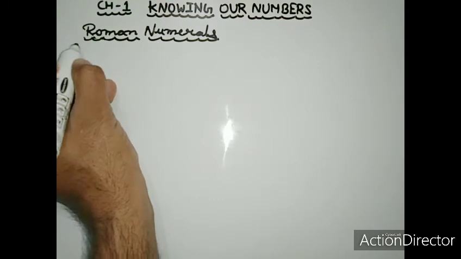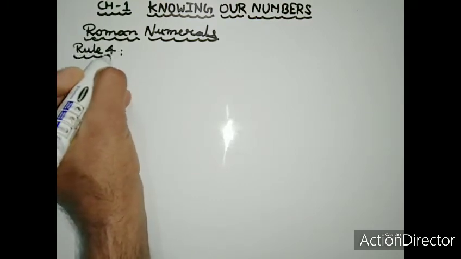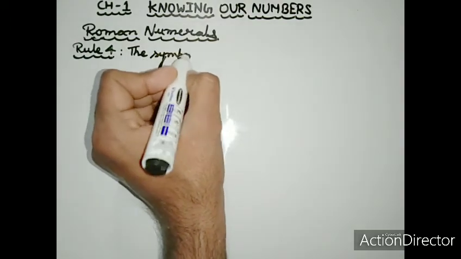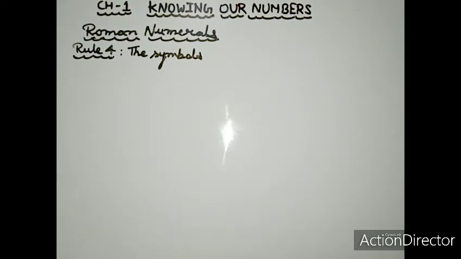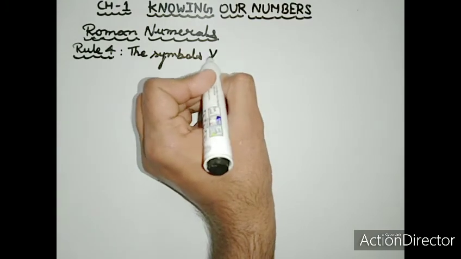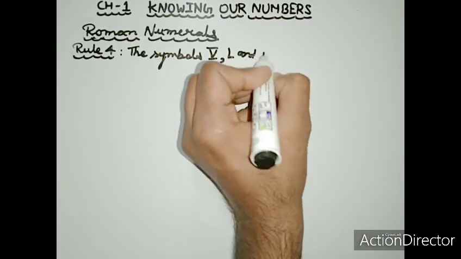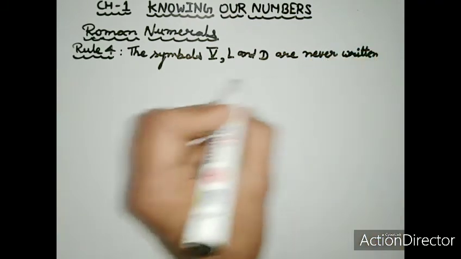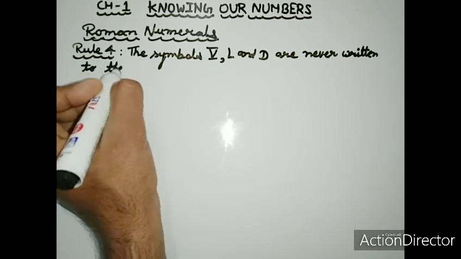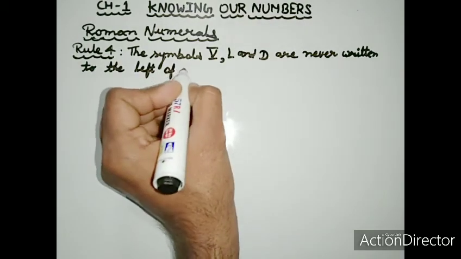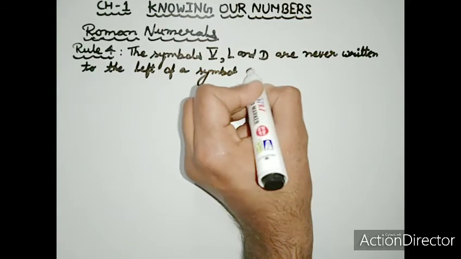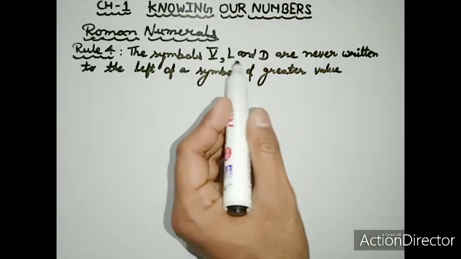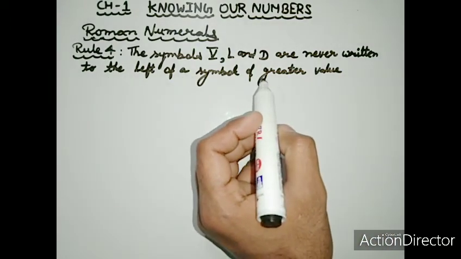Now, the next rule, rule number 4. Here, the symbols V, L and D are never written to the left of a symbol of greater value.